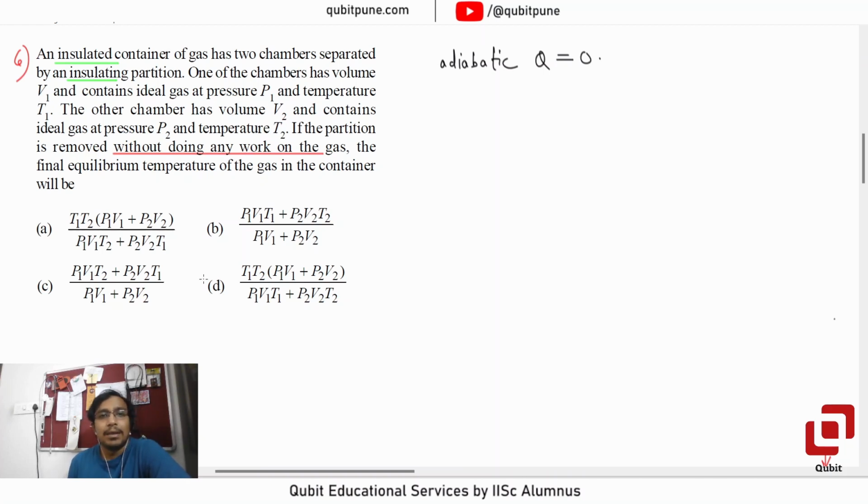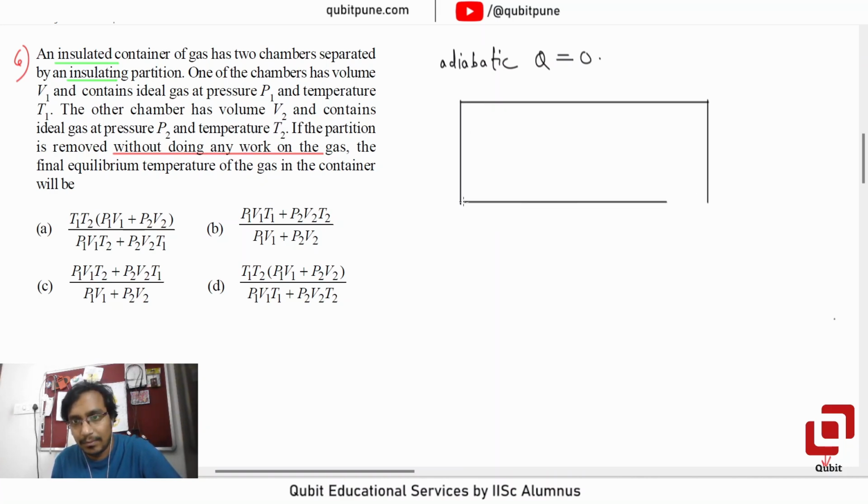Fine. Let's see if we can draw the figure and see what we get. Suppose this is that partition. This is V1, this is V2, this is T1, this is T2, and let's say this is P1 and this is P2.